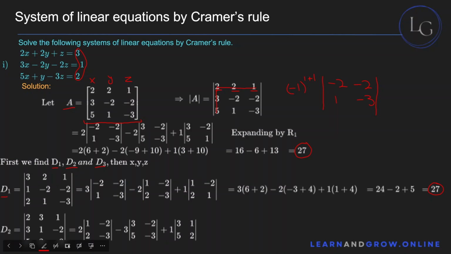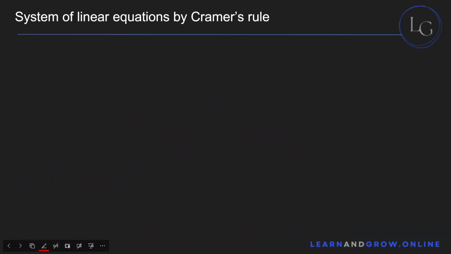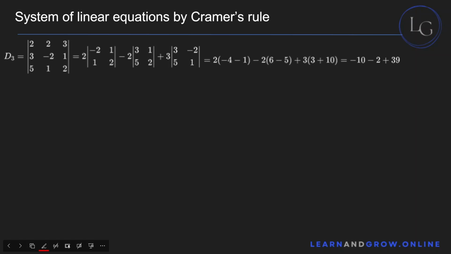For D2, what you'll do here is you'll replace the y column with these same constants, and the rest will remain the same. And you'll get the value of 0. So D2 is equal to 0. For D3, you'll replace the z column with the values of the constants, and you'll take its determinant, and then you'll get the value of 27. So you have D1, D2, and D3 now.